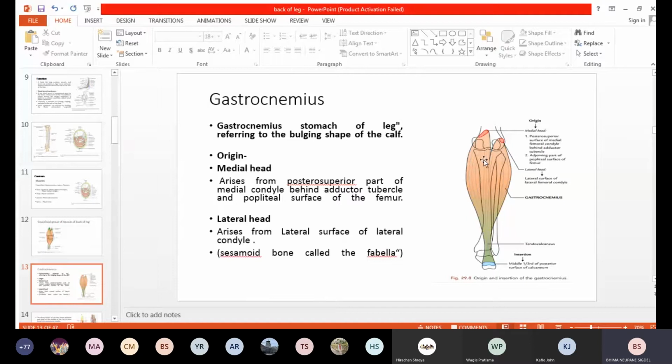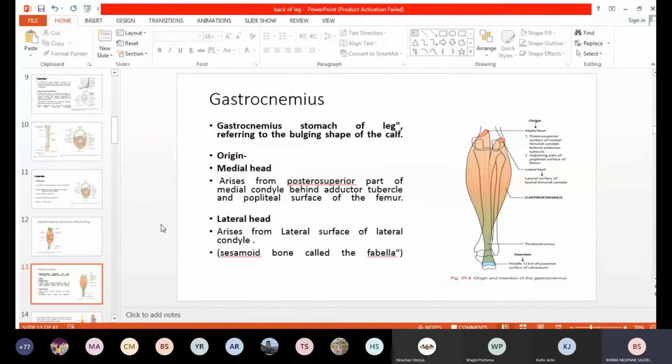And the posterior facing surface towards the popliteal fossa is the popliteal surface; the floor of the popliteal fossa is formed by the popliteal surface of the femur. That surface is also an origin of the medial head of the gastrocnemius. Along with that, the lateral head arises from the lateral surface of the lateral condyle.